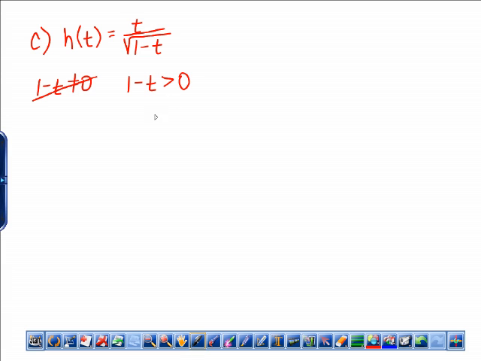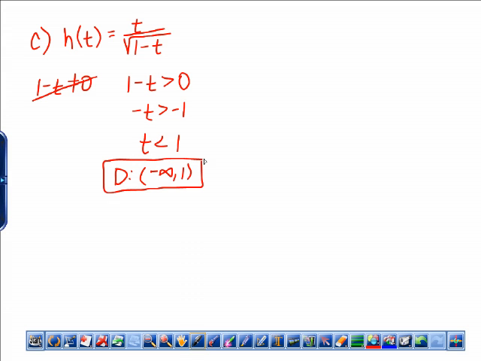So now let's solve for t. If I subtract 1, I have negative t greater than negative 1. If I divide by a negative, remember that switches the inequality around. So my domain is going to be negative infinity to 1. So that's kind of combining a and b. Okay, one more example.